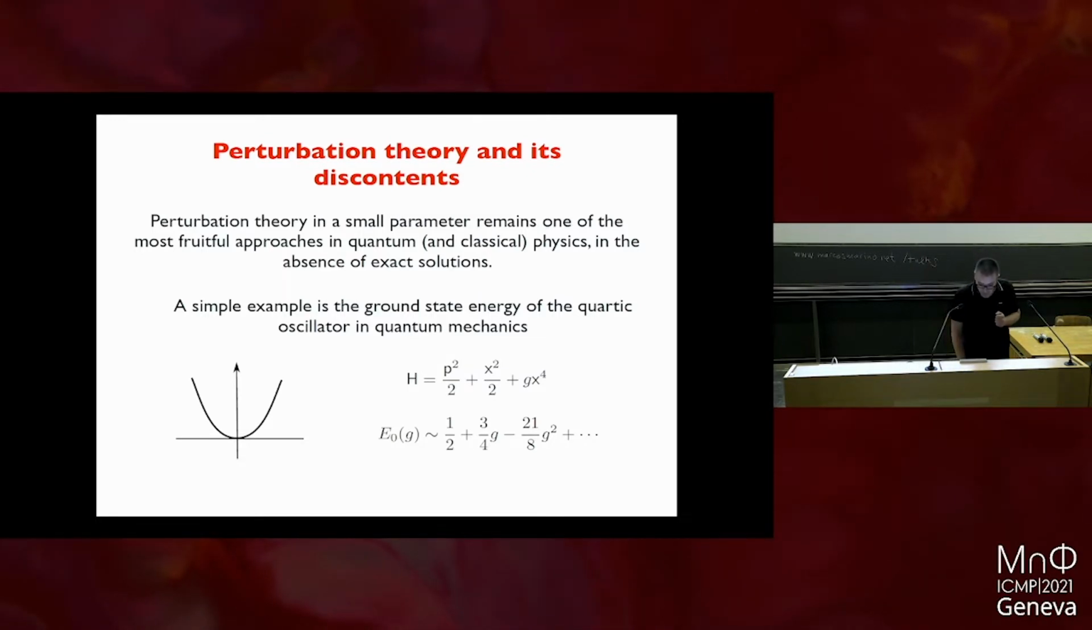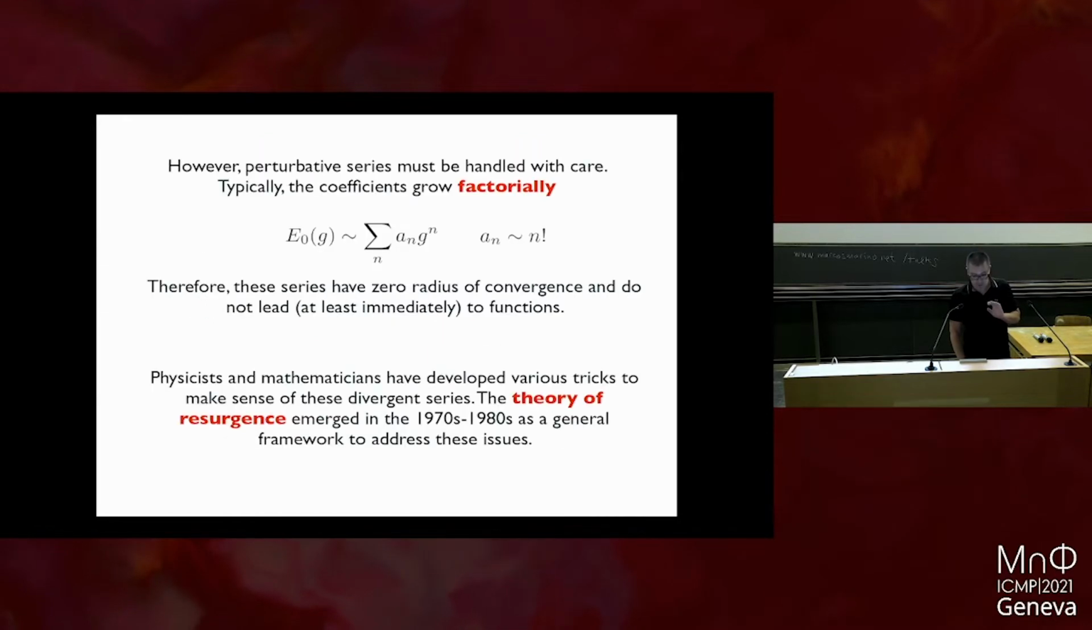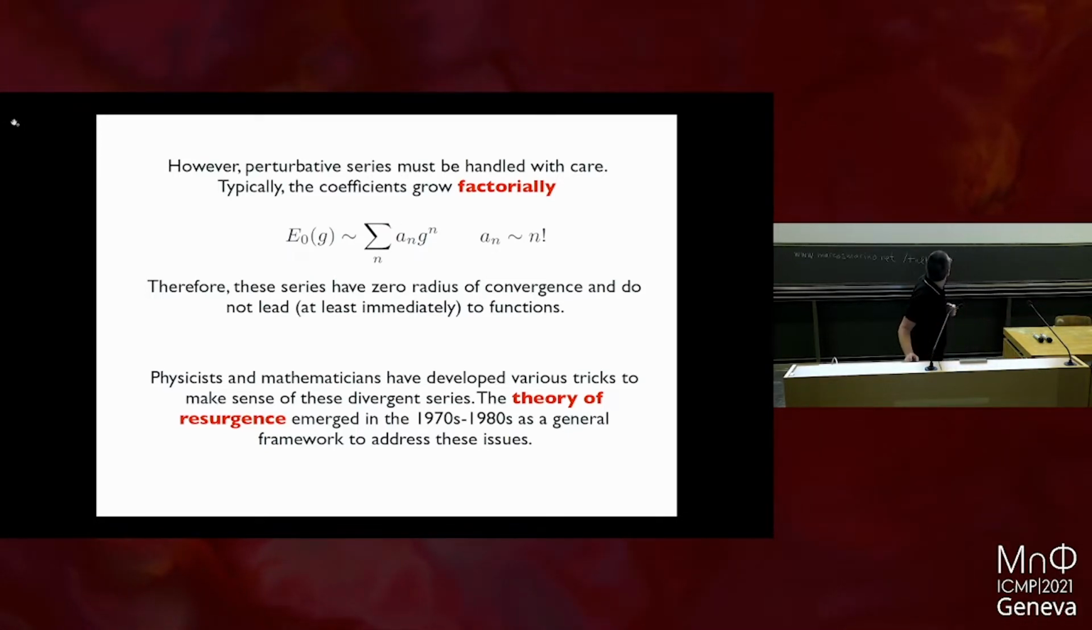Now, what probably they didn't tell you in your course on quantum mechanics is that this is a little bit of a cheat, because these power series are actually not really well defined. When you actually compute a lot of coefficients of this power series, you realize that the coefficients actually grow factorially.